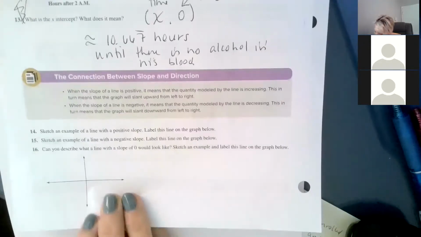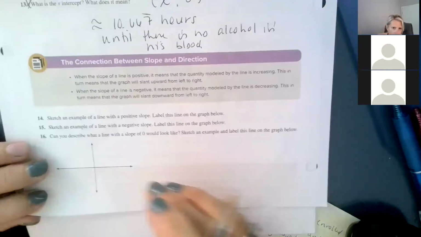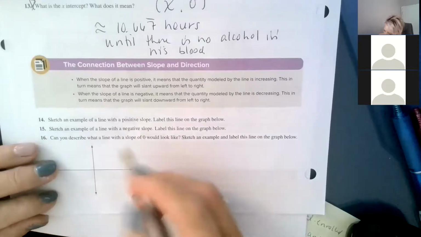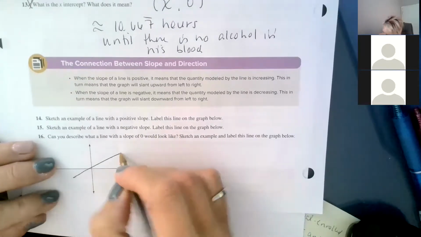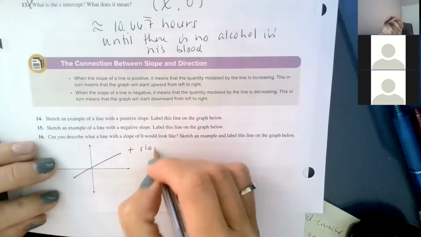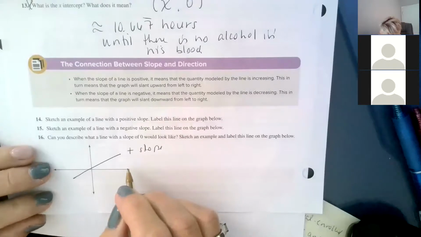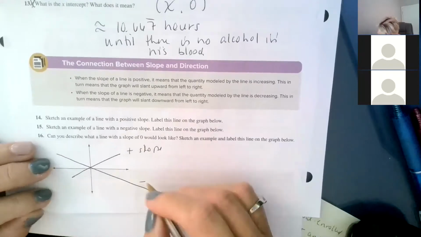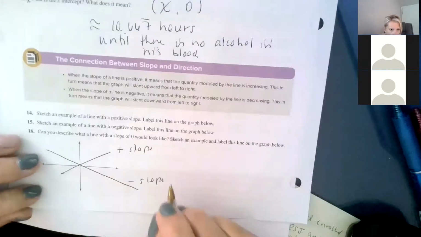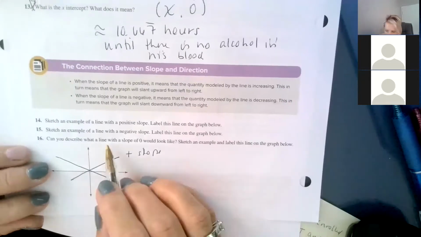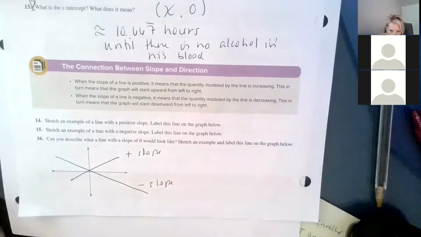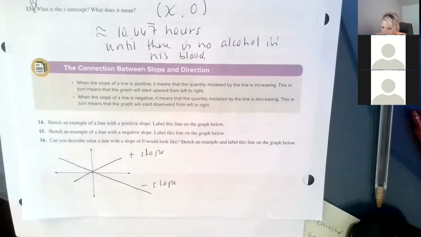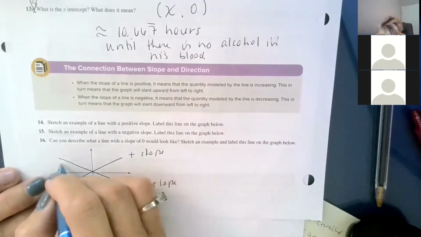And questions 14, 15, and 16 are asking you to sketch an example with a positive slope. So that would be something like this, a positive slope, going uphill. And then sketch an example of a line with a negative slope. So this would be a negative slope going downhill. And then it says, can you describe what a line with a slope of 0 would look like? A slope of 0 has to be like walking across the floor in your room, right? Unless it goes uphill. So it'd be something that just looks like this.